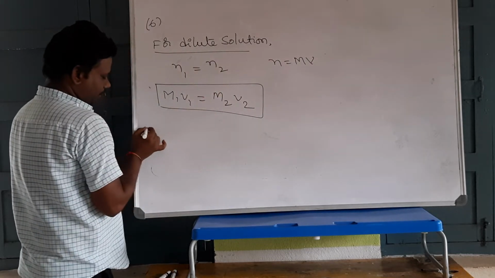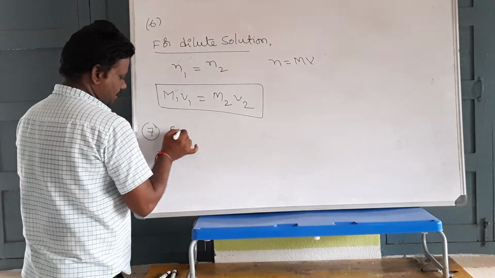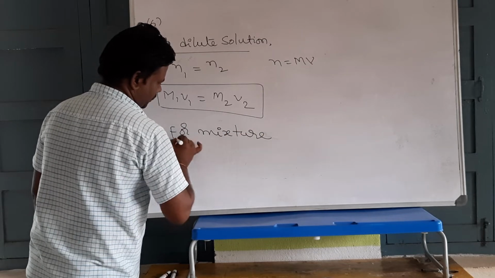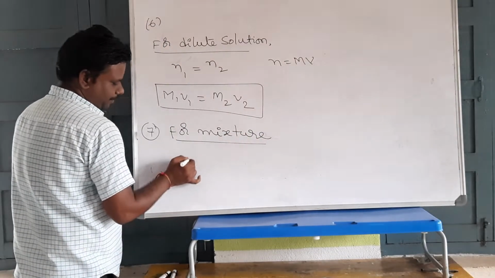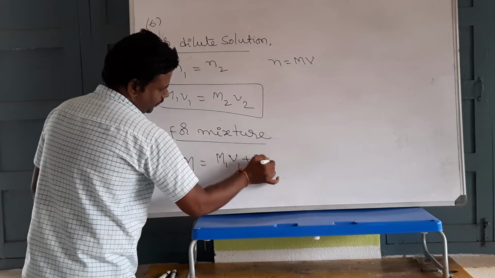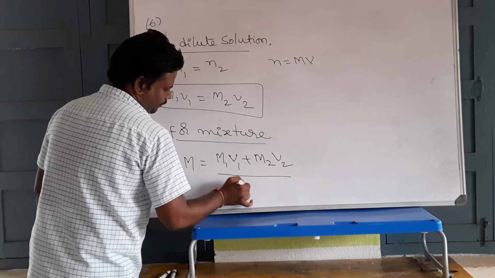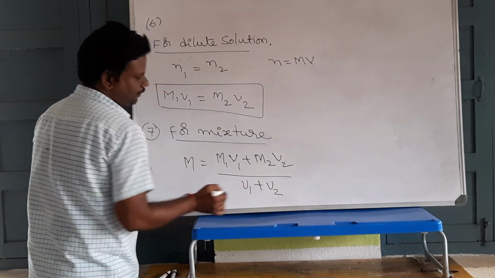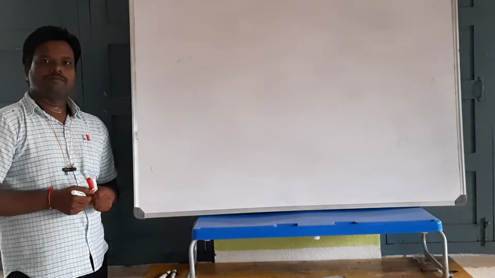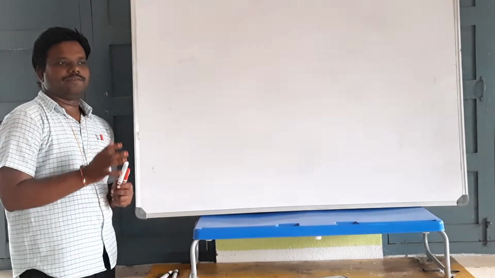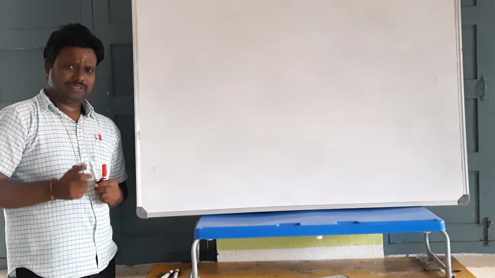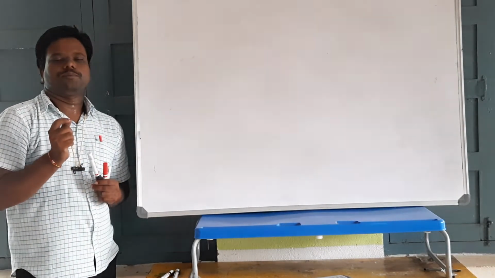Okay. Next formula 7. For mixtures, the resultant molarity capital M is equal to M1 V1 plus M2 V2 by V1 plus V2. This is the formula for mixture solutions. Okay, these 7 are the formulas for molarity. Now we are going to discuss the units for molarity.